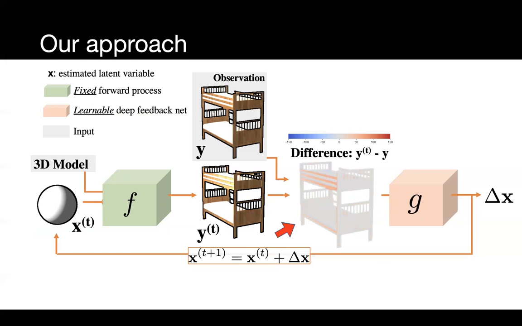Note that the magnitude of the difference image is also very informative. It tells us how far we are from the ground truth. In this case, the magnitude of the difference image is smaller, so the model will learn to predict a smaller update. Through the iterative update procedure, we can produce accurate estimations that are coherent with the input observation.